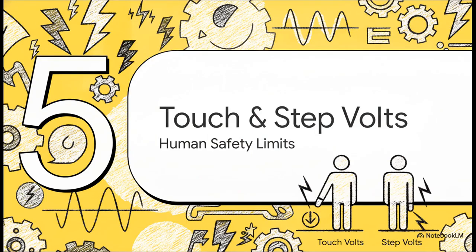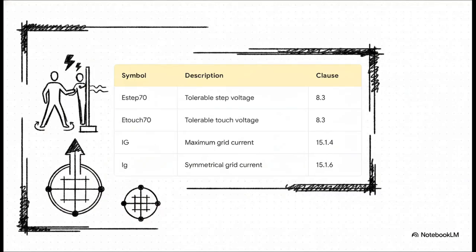Part 5. Touch and step voltages. Ultimately, all this complex math boils down to one thing: human safety. The IEEE standard defines maximum tolerable step and touch voltages, E-step 70 and E-touch 70, based on a standard 70 kilogram person. Our entire objective as engineers is to ensure that the actual voltage created by our maximum grid current never, ever exceeds these strict biological limits.